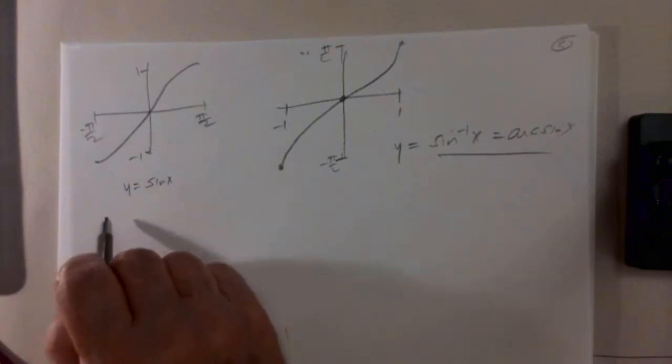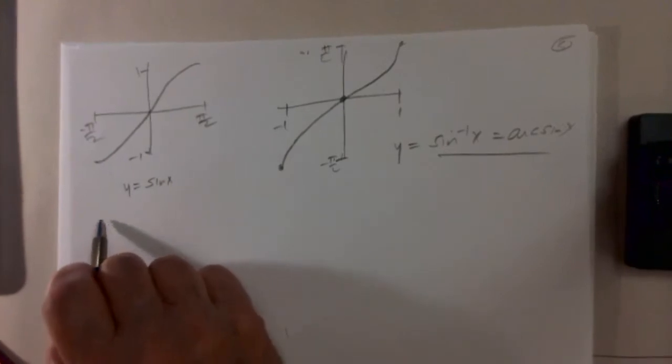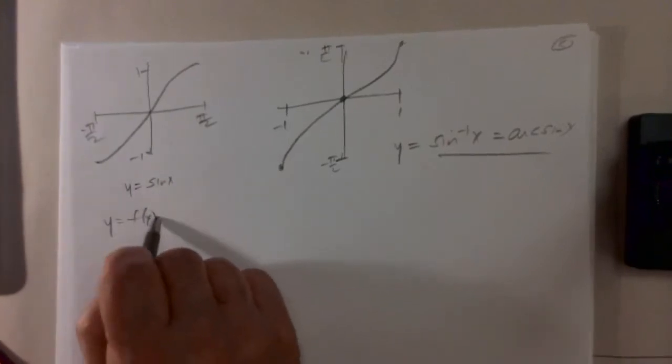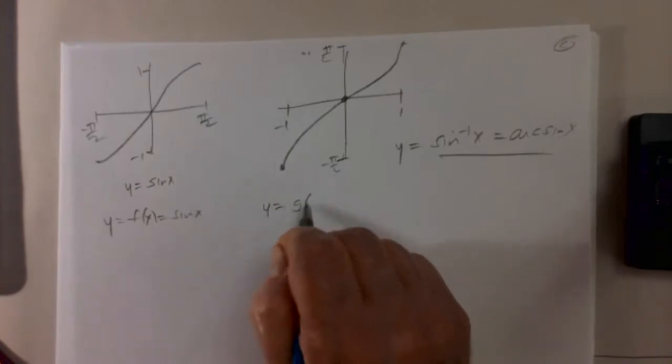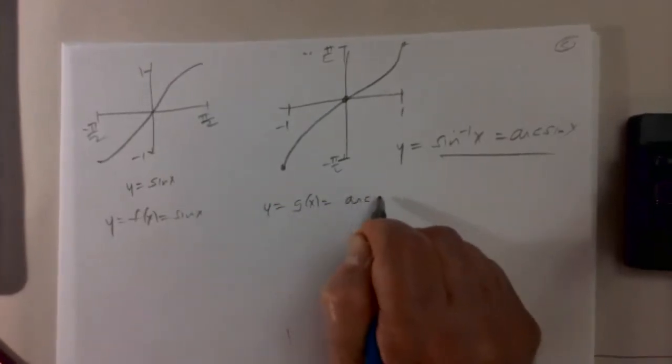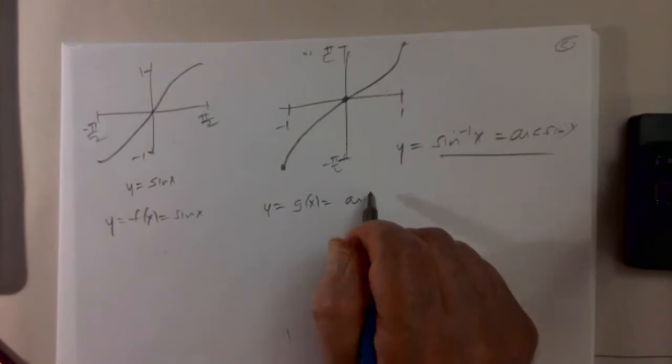So suppose we let f of x be the sine of x, and we let g of x be the arcsine or inverse sine of x.